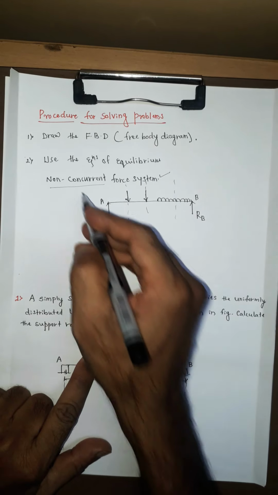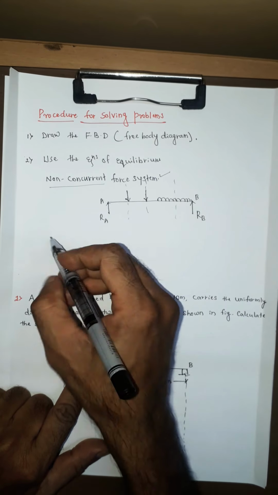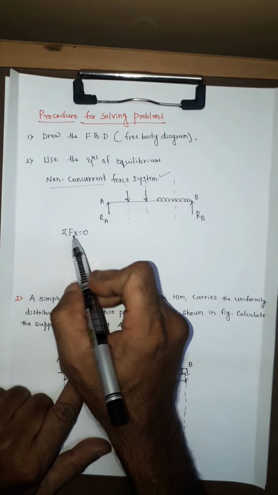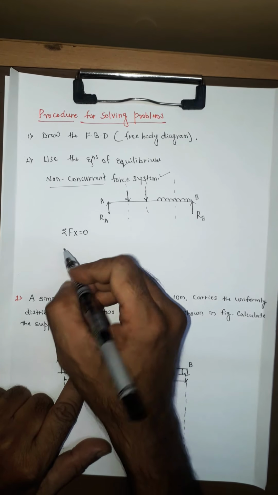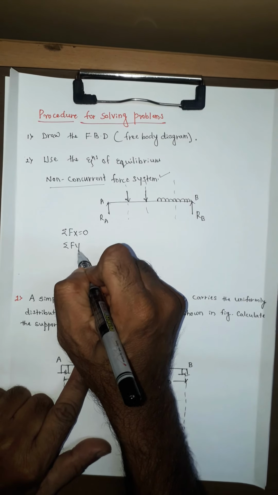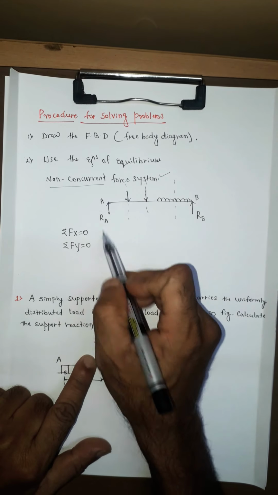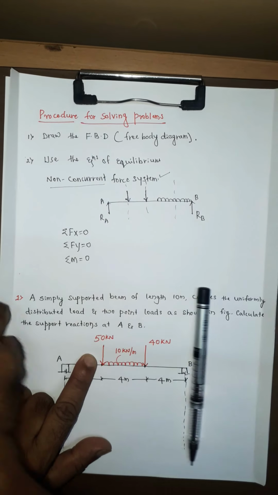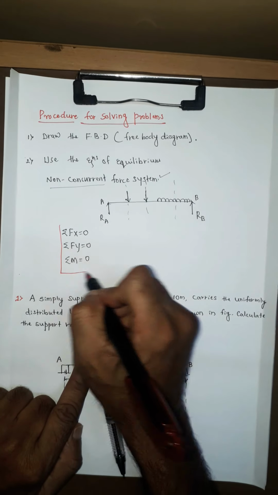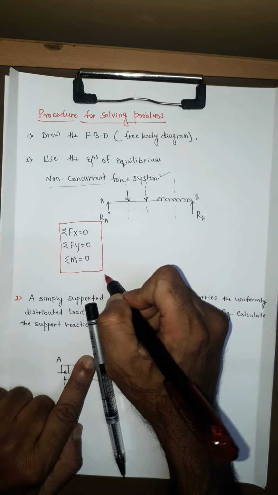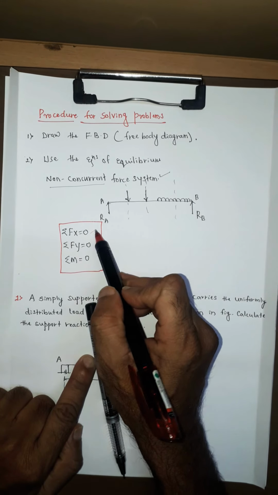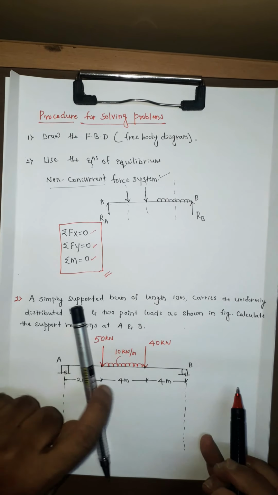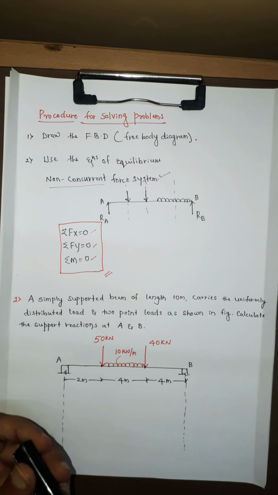For a non-concurrent force system, the equations of equilibrium are summation Fx is equal to 0, that is, summation of all the horizontal forces is equal to 0. Then summation Fy is equal to 0, that is, summation of all the vertical forces is equal to 0, and summation of M is equal to 0. So these three are called equilibrium equations or equations of equilibrium, that is summation Fx = 0, summation Fy = 0, and summation M = 0.